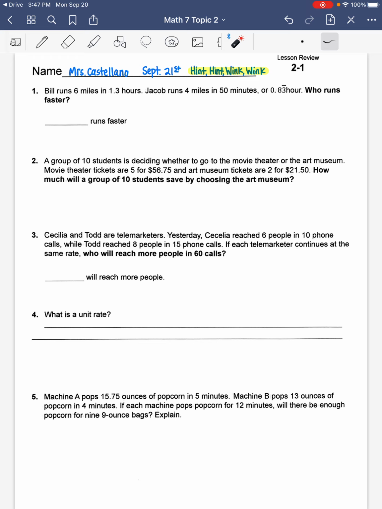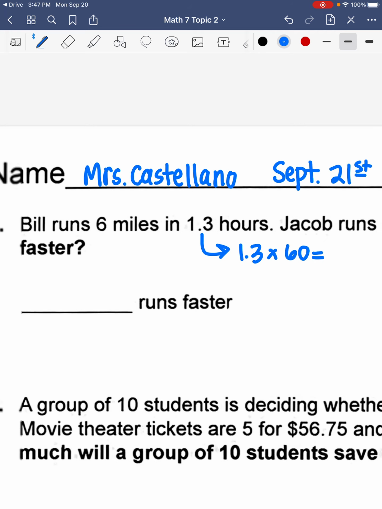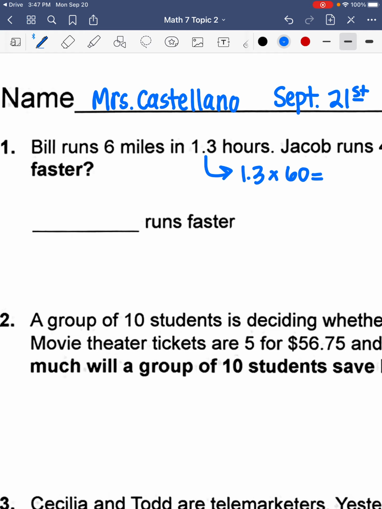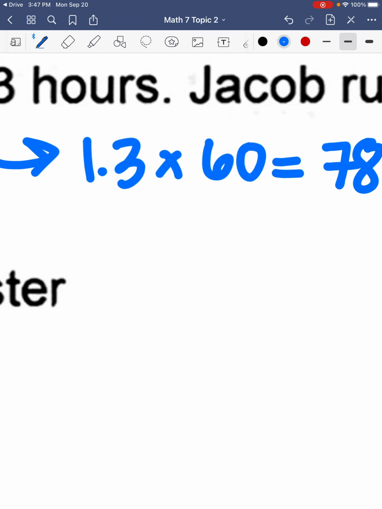But what I noticed is that I got 1.3 hours right here and 50 minutes right here. So I actually want to change this 1.3 hours to minutes. So the way I'm going to do that is I'm going to use my calculator, and I'm going to take 1.3 and multiply that times 60. So 1.3 hours times 60 minutes is going to give me the number of minutes that Bill is able to run 6 miles in. And when I put that in my calculator, I get 78 minutes.